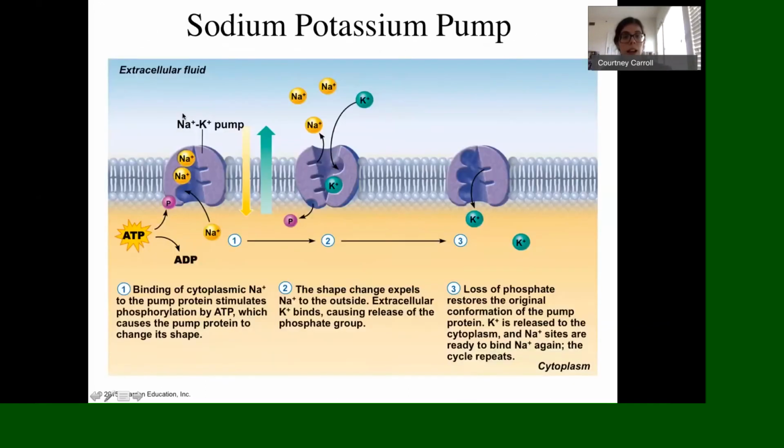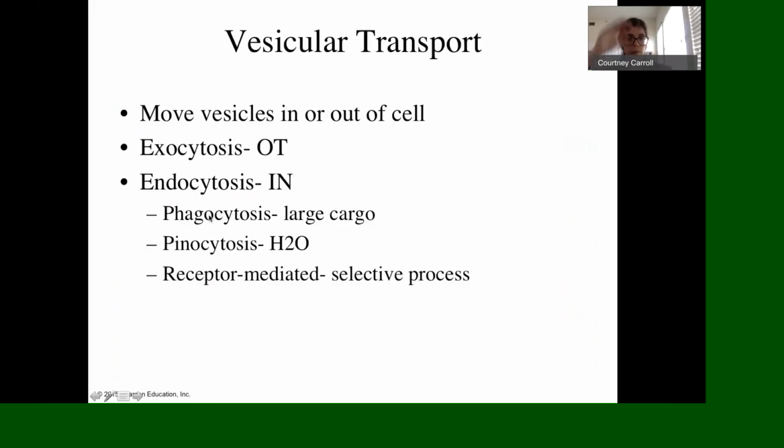And the classic example of that is our sodium-potassium pump. So here we're going to use ATP to move both sodium and potassium against their concentration gradients. So we're going to put a bunch of sodium together and a bunch of potassium together, all using one molecule of ATP. Finally, we can also move things by vesicles.